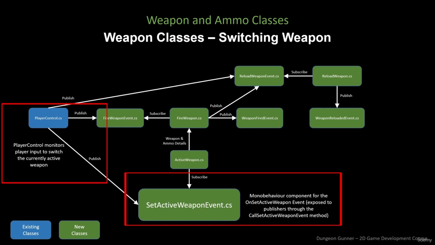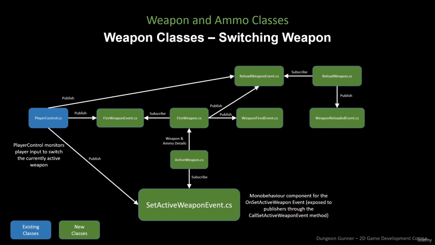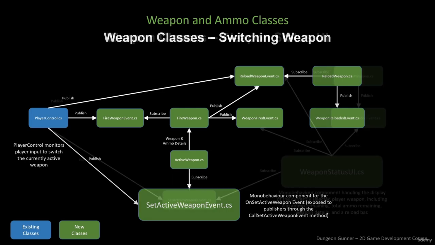And when it detects input to switch the weapon, it's going to publish an onSetActiveWeapon event by using the callSetActiveWeaponEvent method in the SetActiveWeaponEvent class. So we're going to give our players two ways to switch weapons in the PlayerControl class. Firstly, they'll be able to switch weapons by using the mouse scroll wheel, but they'll also be able to switch weapons by using the numbers on the keyboard.